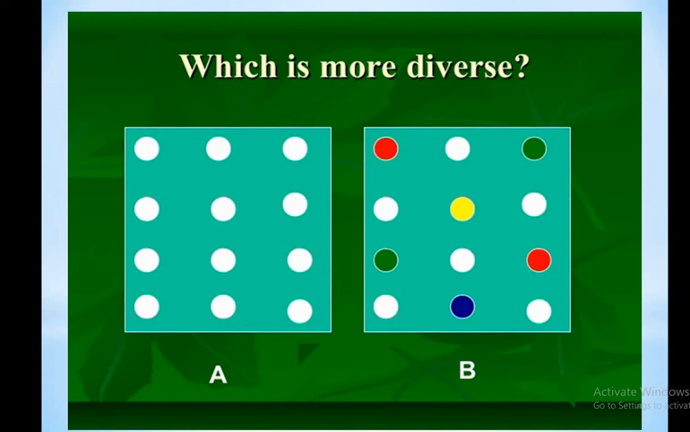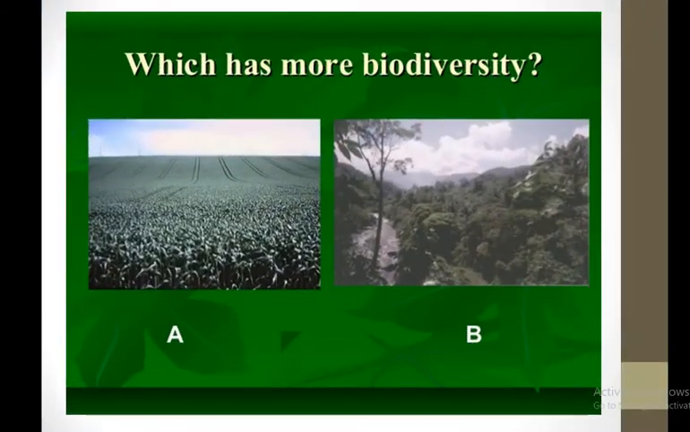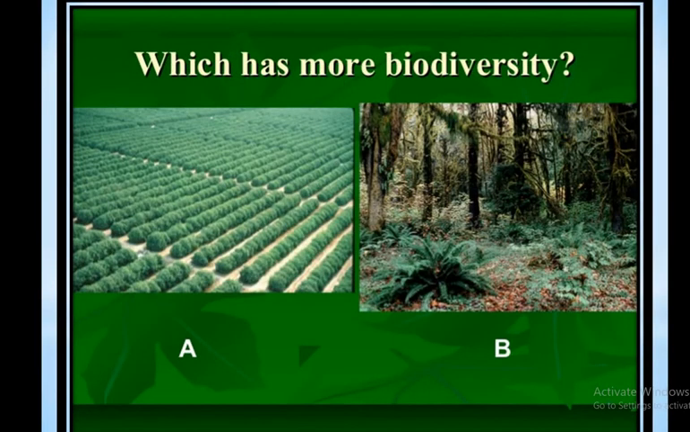Now, which one is more diverse, A or B? Picture A also has the white dots, but B1 is more diverse because it has colored dots. Now, which one will be more diverse, A or B? Of course, you can see the background of B is more diverse. Which has more biodiversity, A or B? Of course, B. Now, in this picture, which has more biodiversity, which has more variety of plants? Of course, B1.